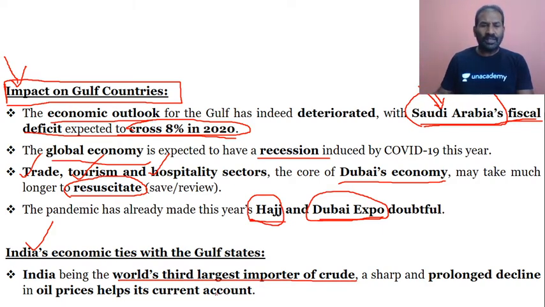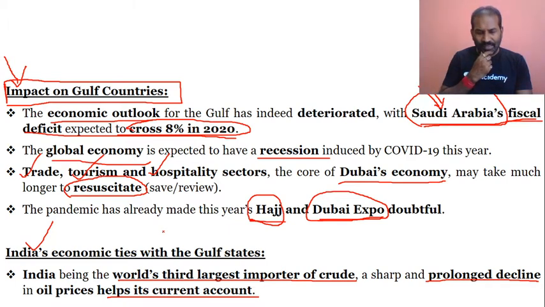So when India is the world's third largest importer of crude, definitely it's a positive sign that because of the slash in crude oil prices internationally, it will help its current account. That means it will have more revenue with the government. Please understand here, the impact on the Indian economy is positive because of the cut in or slash in crude oil prices. Why? Because that will help the current account to increase, the revenue to increase.